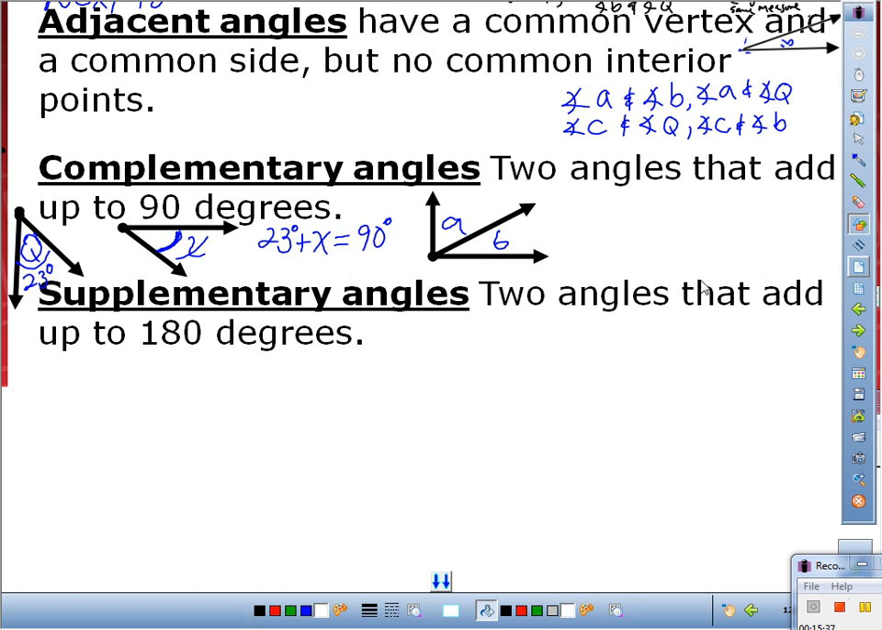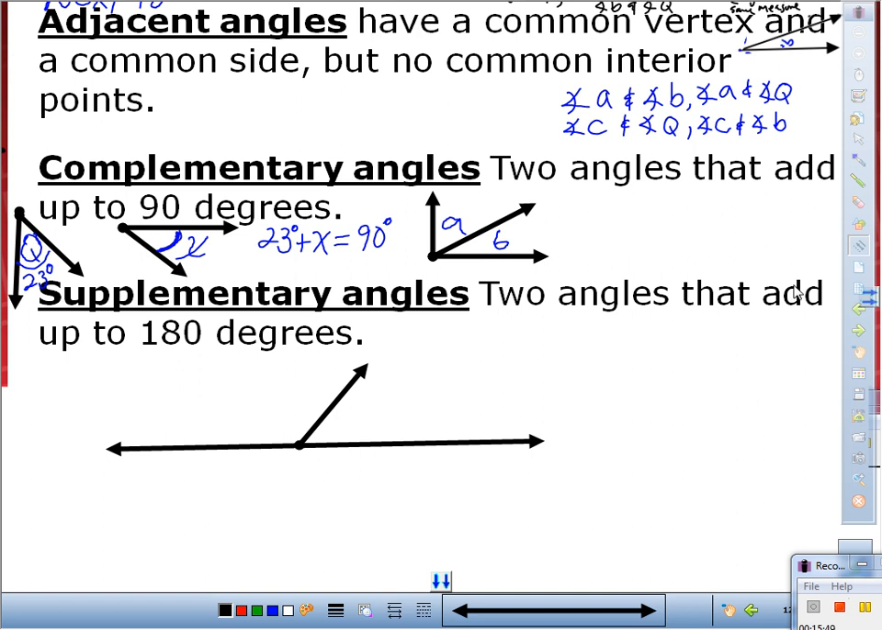Supplementary angles are two angles that add up to 180 degrees. Usually how they present this is as follows. Now here's a straight line, and if I look at the straight line and make this angle, it looks like half a circle. Half a circle is 180 degrees, which means these two are supplementary. Or another way they can present this is as follows.